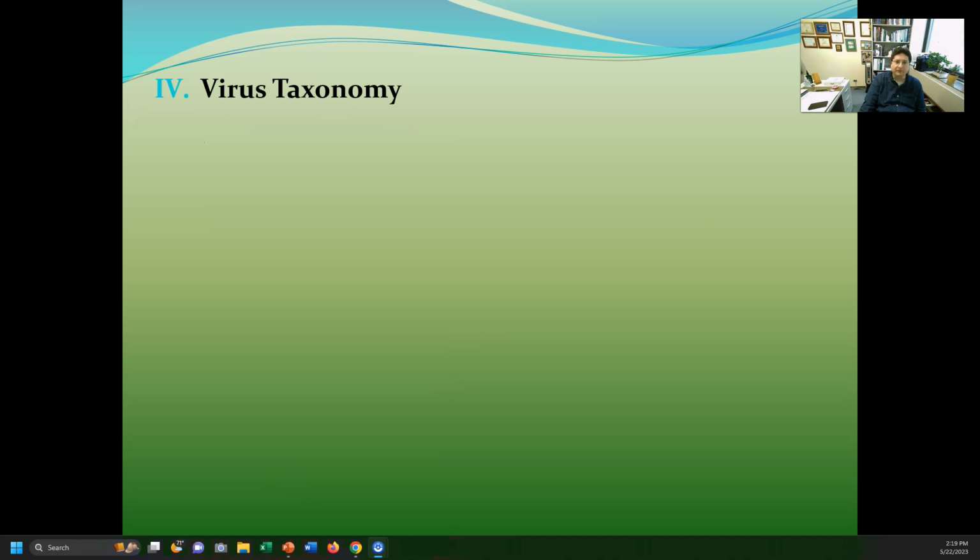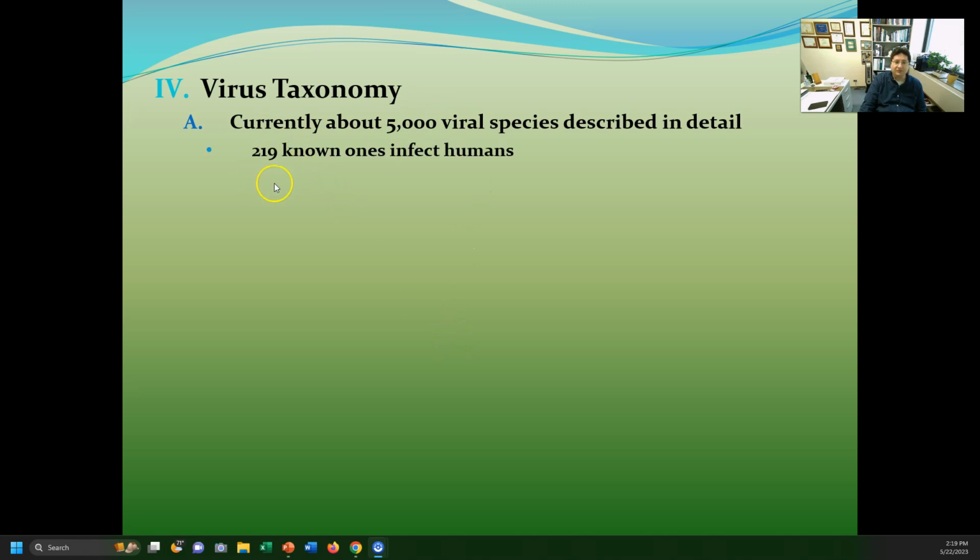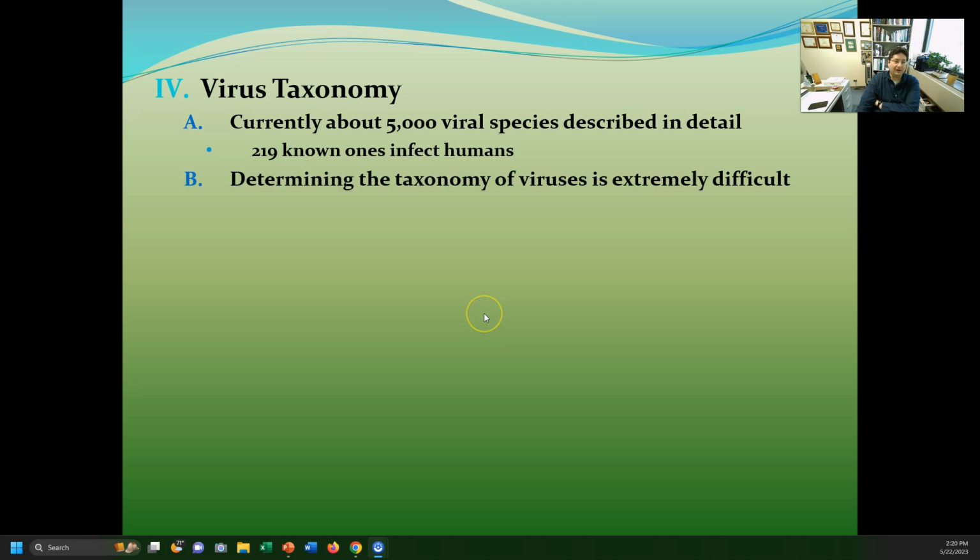What about viruses? Now remember, viruses are not part of the three-domain system because they're not living, okay? They're not cells. Currently about 5,000 viral species are described in detail, about 220 of which are known to infect humans. Remember, they're not part of the three-domain system, so they're categorized differently.